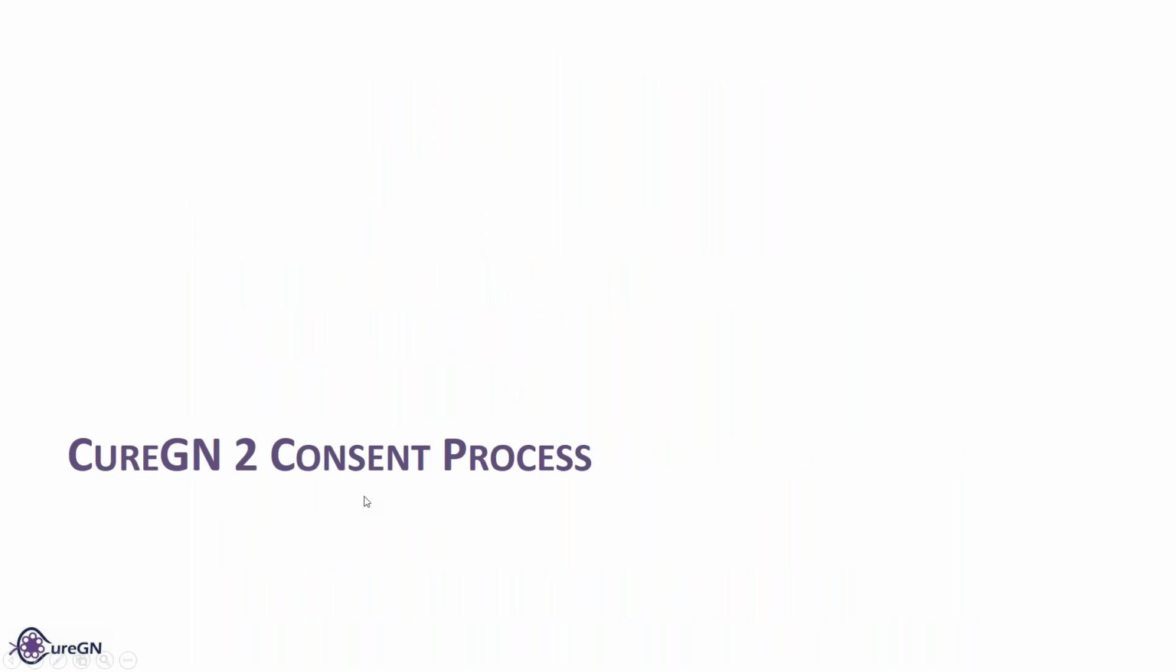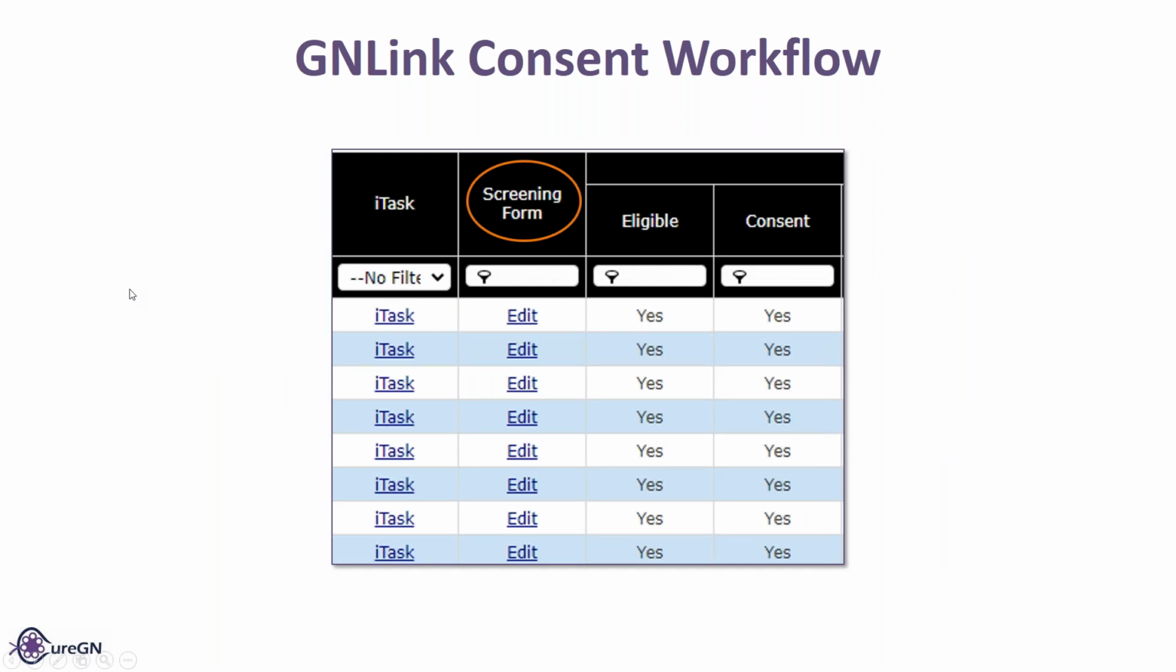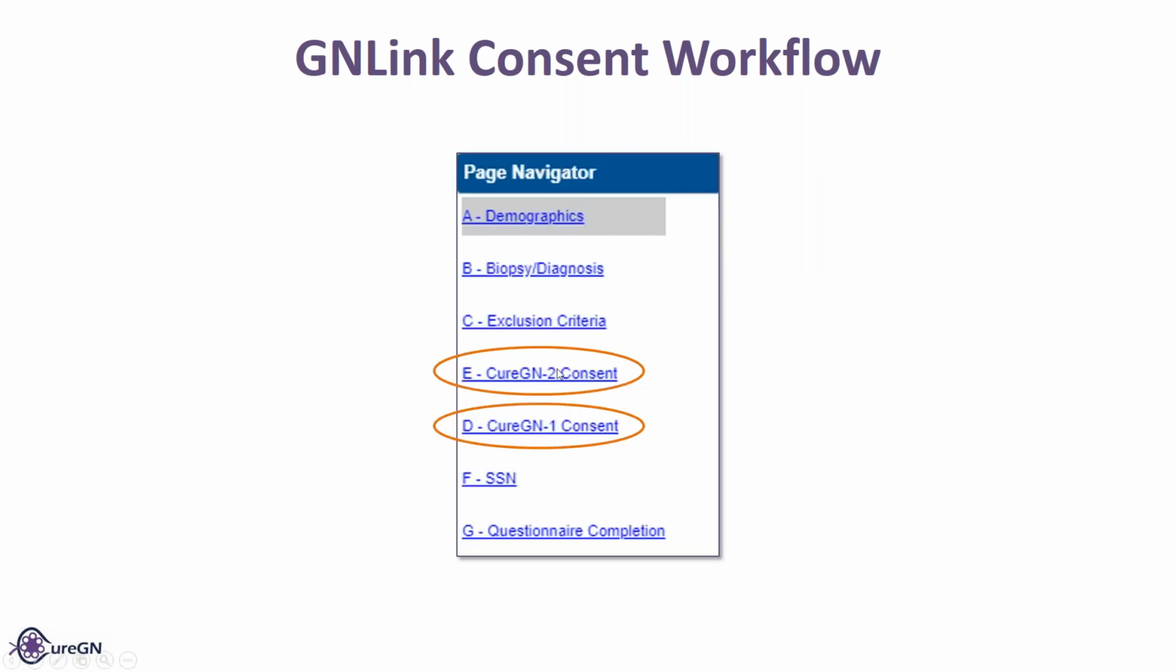So let's go ahead and talk about the CureGN 2 consent process. It has changed a little bit to make it a little bit easier for you. And this is just a diagram of the workflow. So what happens is now you go into the screening form for both new CureGN 2 participants as well as those that are coming over from CureGN 1. And then once you're in the screening form, you'll see that there is a page for CureGN 2 consent, as well as you can view the CureGN 1 consent.